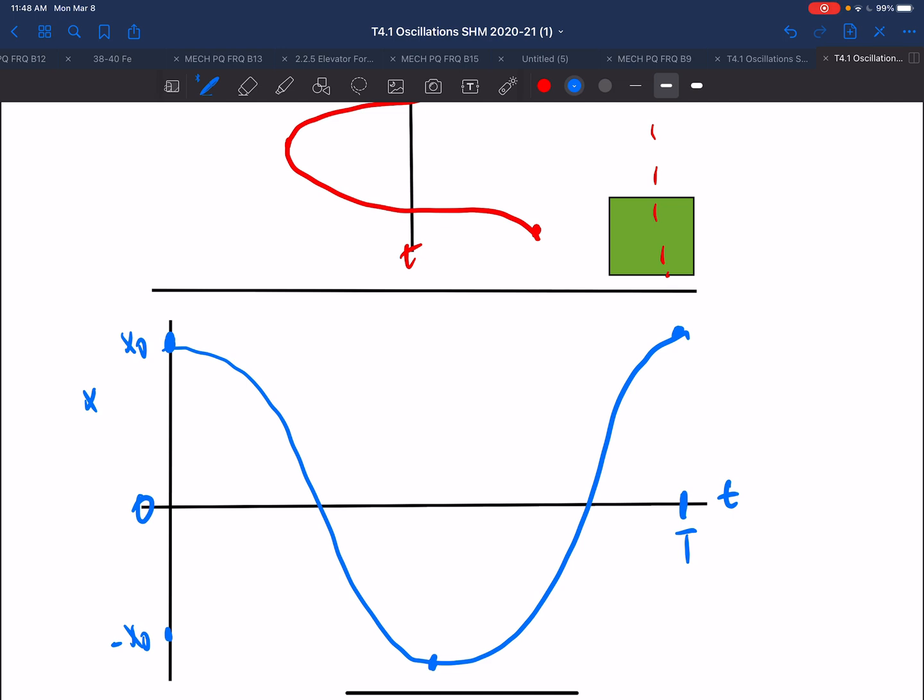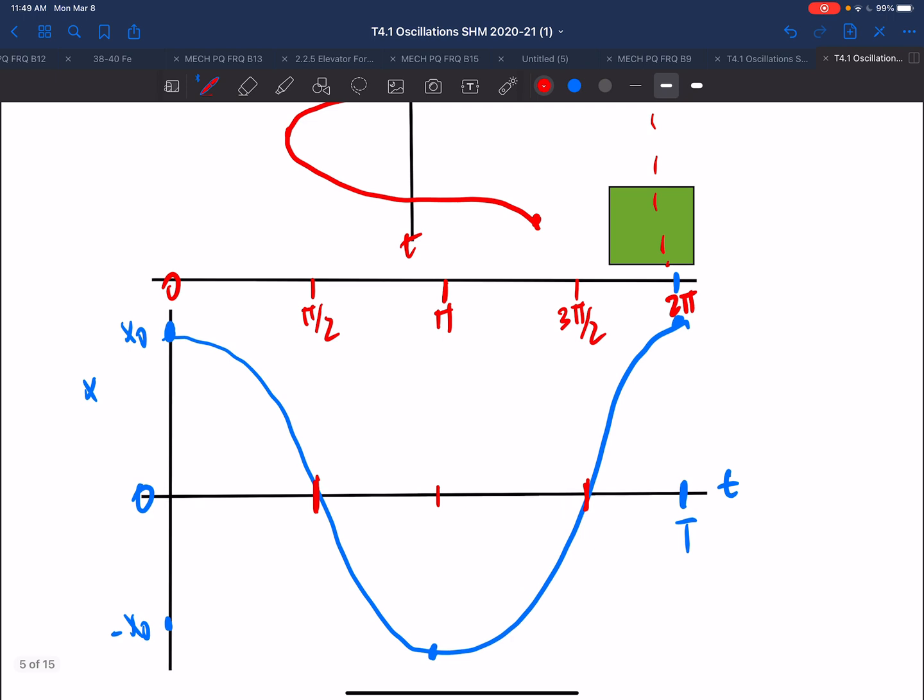Now, we could put time there like so, the period. We can also put the radians. So this is 2 pi radians. This is 0 radians. Halfway through is pi radians, pi over 2 radians, and 3 pi over 2 radians. And so this represents half the period, 3/4 of the period, 1/4 of the period. So we have our graph of modeling the position of this body versus time.